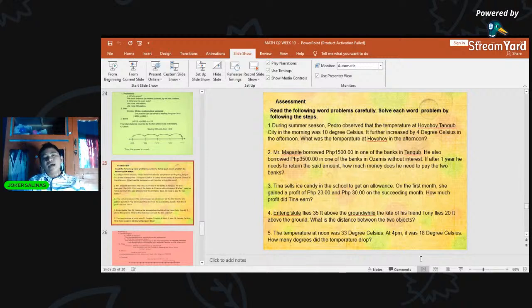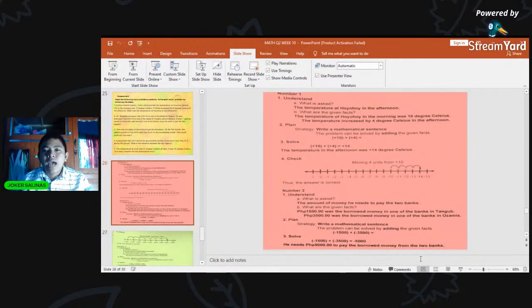Okay, time is up. Let's check your answers. For number 1, the answer is positive 14. It's because the temperature in Hayohoy in the morning was 10 degrees Celsius and increased by 4 degrees. So you're going to add plus 4. So you will get positive 14.